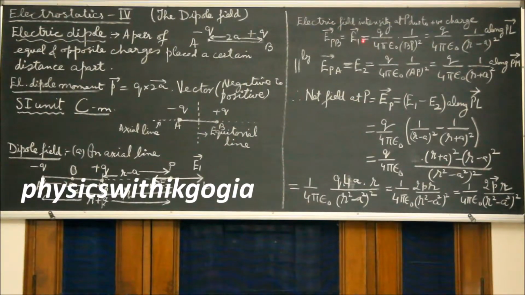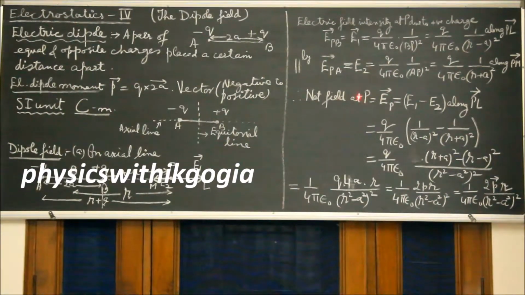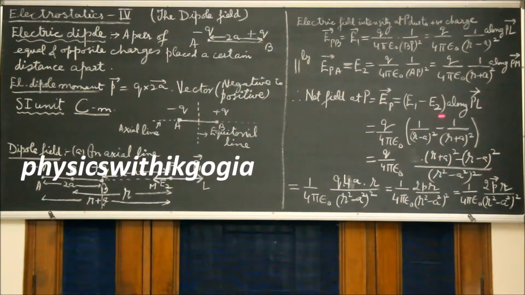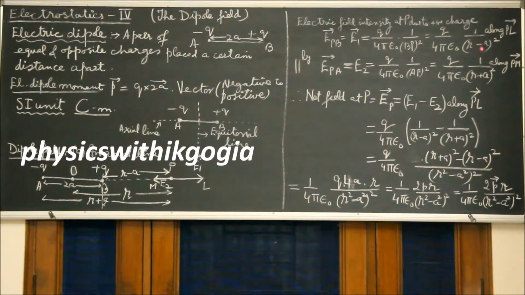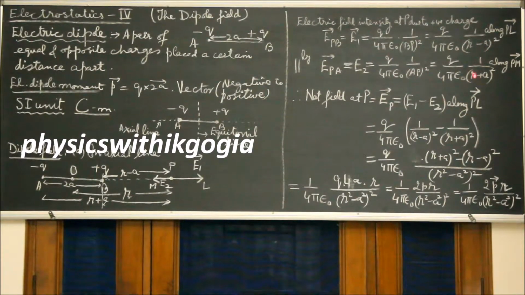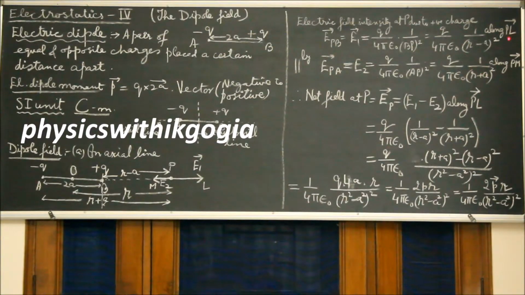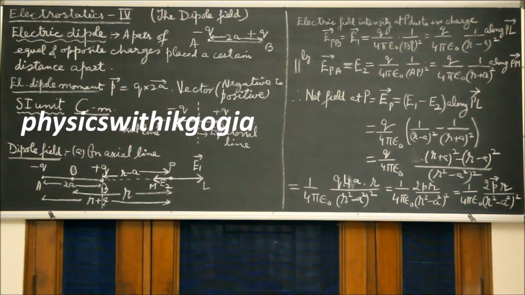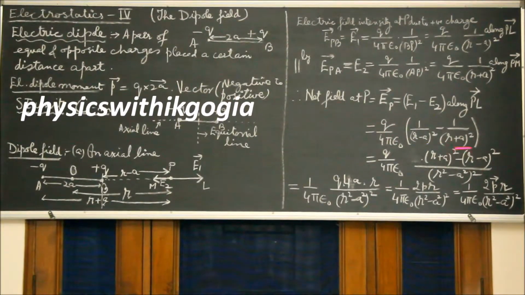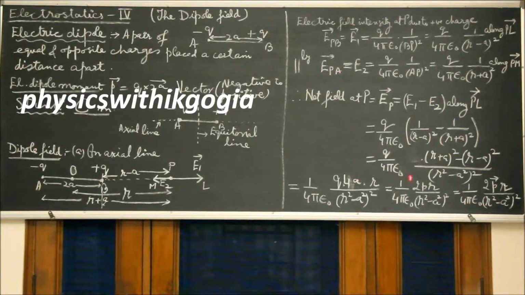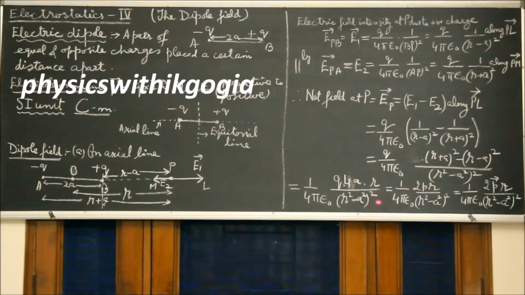Since E1 in magnitude is greater than E2, we get the net field at P equal to E1 minus E2. E1 dominates, as stated earlier, because the denominator r minus a is smaller than the denominator r plus a. The net field is along PL. q over 4 pi epsilon naught is common, and you can simplify this expression to get q into 4ar over (r square minus a square) whole square.